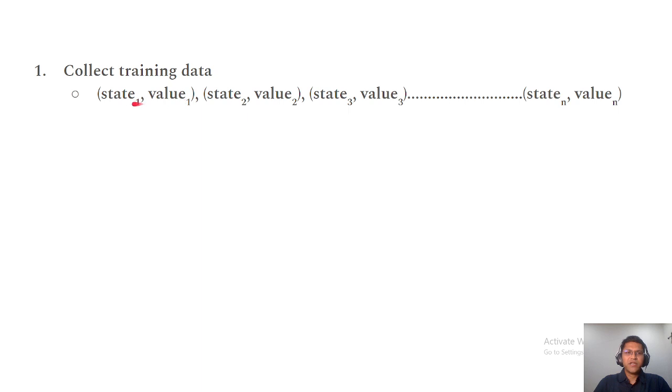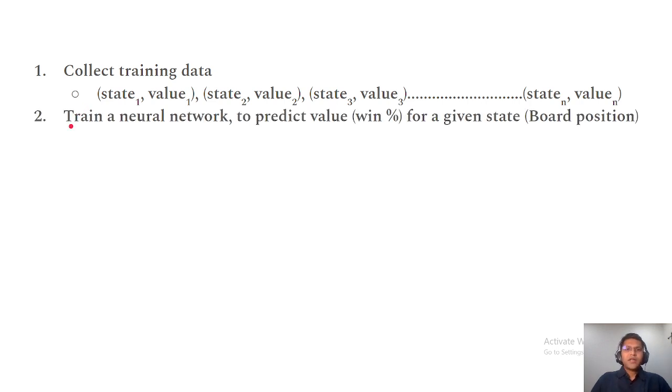Now collect some training data, like for each state, for each board position, what is the win percentage, what is the value of that state. So you collect some training examples like this: state 1 with value 1, state 2 with value 2, state 3 with value 3, state 4 with value 4. You collect some training data like this and train a neural network to predict the value for a given state. You train a neural network to predict the win percentage for a given board position.